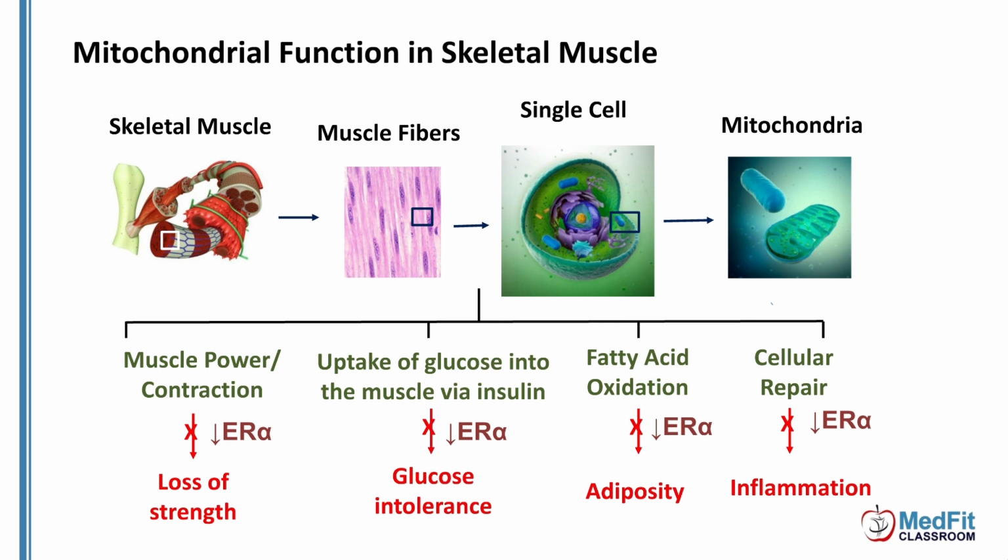Another role is in fatty acid oxidation. That is use of lipids for energy. And when we don't use lipids as efficiently for energy when estrogen receptor alpha declines, that results in adiposity or a gain in fat tissue. And finally, cellular repair. Mitochondria are very important in cellular repair. And when these receptors decline, we have less efficient cellular repair and thus inflammation.